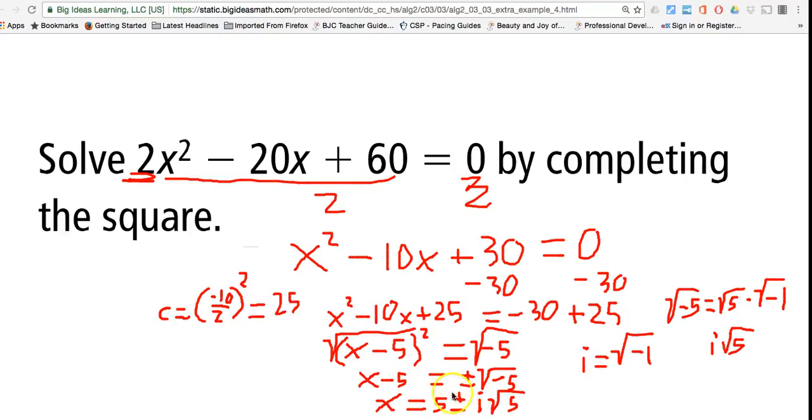And that ends up being our solution right here. x equals 5 plus i root 5. x equals 5 minus i root 5.